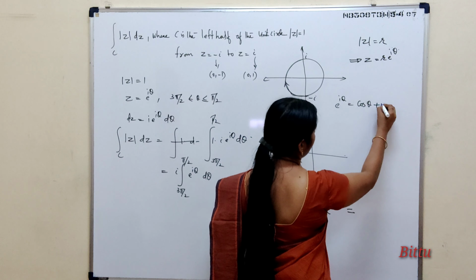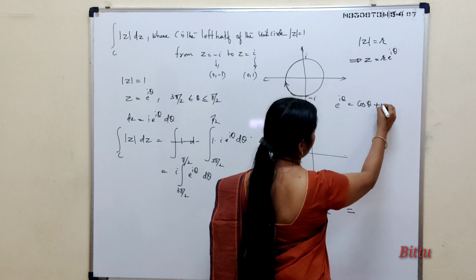What is e raised to i 3 pi by 2? Cos 3 pi by 2 plus i sin 3 pi by 2. What is cos 3 pi by 2? It is 0. Sin 3 pi by 2 is minus 1. So it is minus i. So here i minus minus i is 2i. So our integral over C of mod dz is 2i.